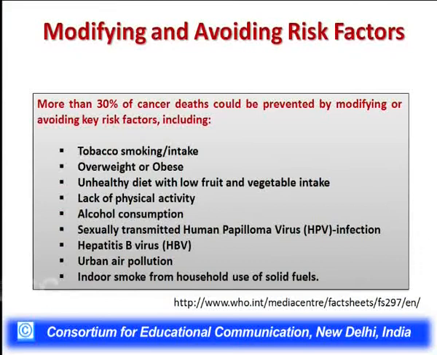Now, what are the modifiable or avoidable risk factors related to cancer? It is generally recommended that one should stop using or inhaling tobacco. Overweight or obesity is one of the causes of cancer. An unhealthy diet with low fruit and vegetable intake is one of the causes. Lack of physical activity and alcohol consumption are others. There are a number of sexually transmitted infections, such as infection with the human papilloma virus, that also cause cancer. A number of cancers have also been associated with hepatitis B virus, urban air pollution, and indoor smoke from household solid fuels. So all these are the modifiable risk factors which lead to cancer.